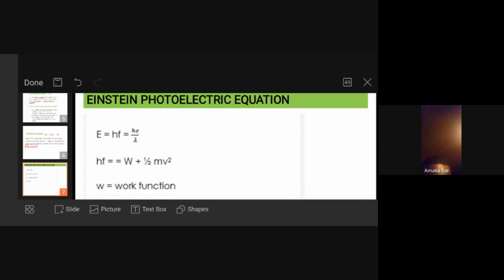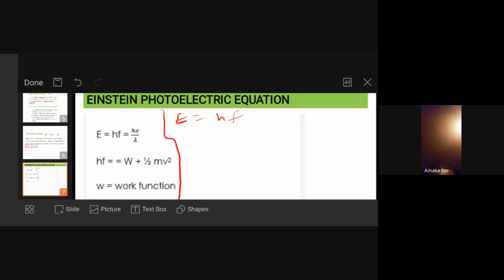Now take note of this, that according to Einstein's equation, the energy of a photon is given as E equals hf. When we talk about a photon, we are talking about light rays, all right? The ray of light is what we refer to as a photon. So the energy of the photon, according to Einstein, is given by this equation, E equals hf.